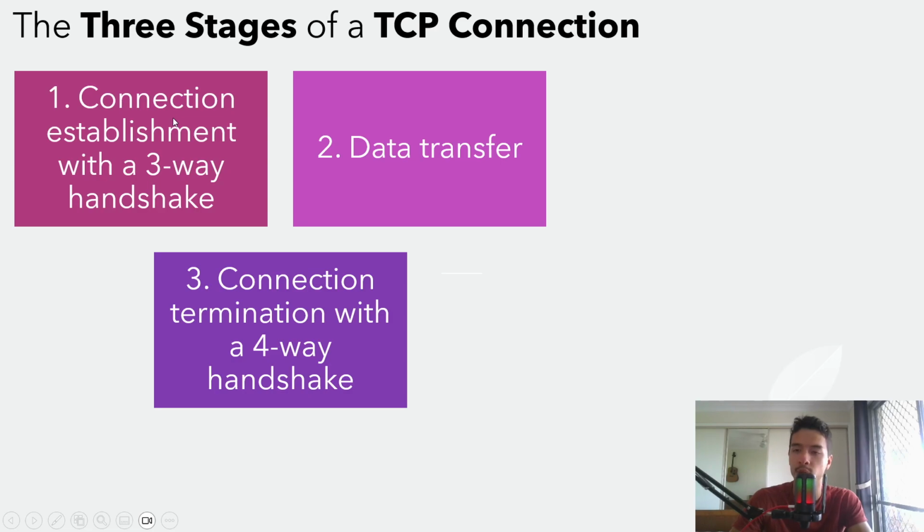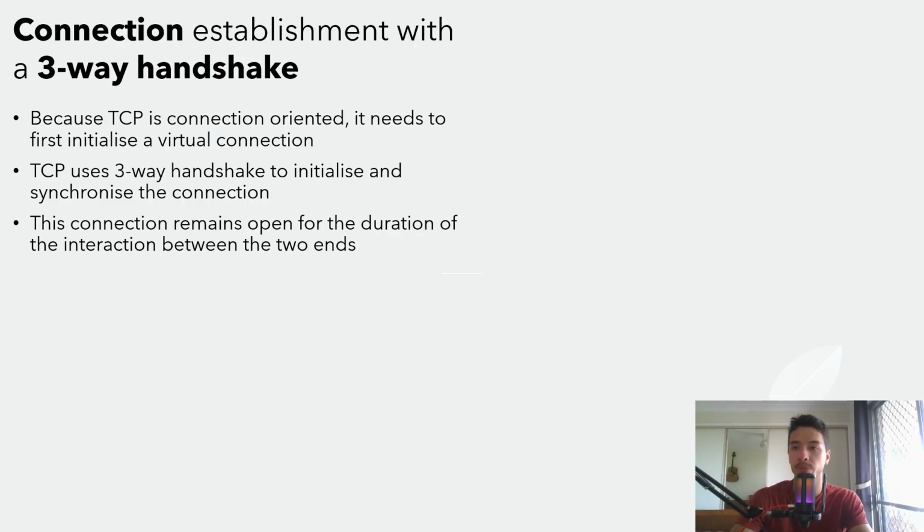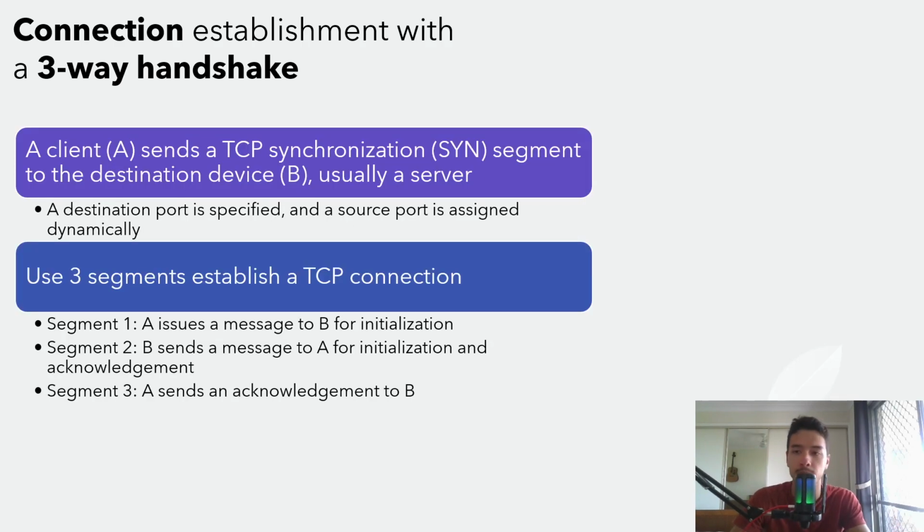The 3 stages of the TCP connection: connection establishment with a 3-way handshake, data transfer, and connection termination. As I said, imagine you're going to meet someone, give them a handshake, do a deal, handshake done, your deal's done, and you walk away. Because TCP is a connection-oriented protocol, it needs to first initialize a virtual connection. That's done through the 3-way handshake to synchronize the connection. This connection remains open for the duration of the interaction between the two ends.